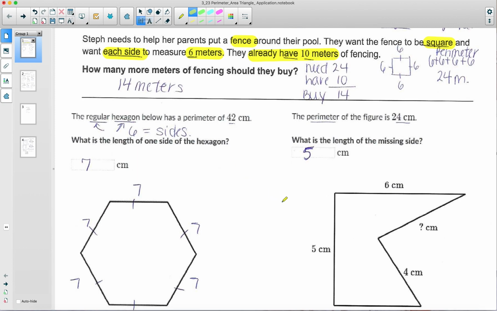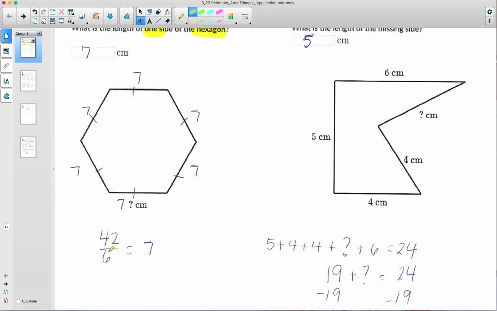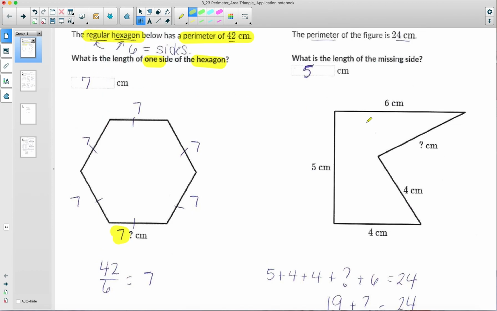Pretty basic. Now, here are two more questions dealing with different polygons. The first one is a regular hexagon, so we know it has 6 equal sides, and the perimeter of that hexagon is 42 centimeters. We are asked to find the length of one side of that hexagon. So, since there are 6 equal sides that make up that regular hexagon, and the perimeter is 42 centimeters, we know that all 6 sides must be the same length. So, we take our total perimeter, divide by 6, and that tells us that each side length should be 7 centimeters. So our answer there is 7 centimeters.